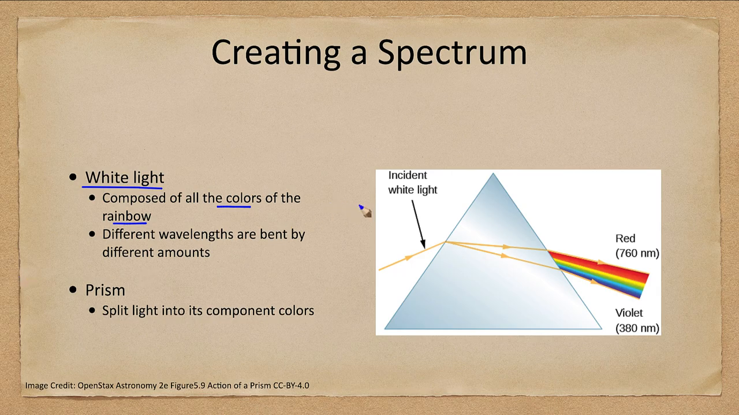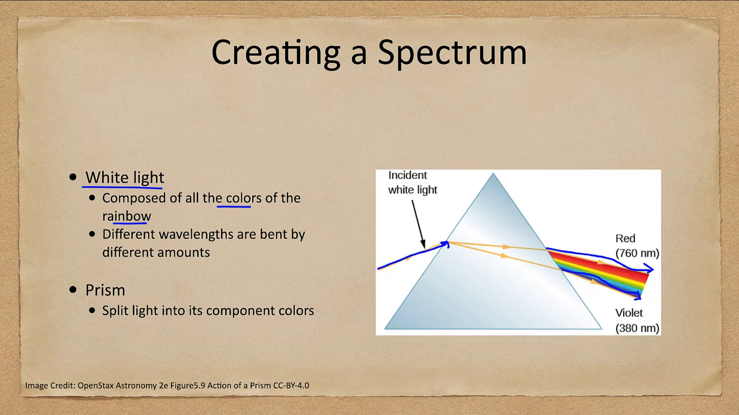Now, when we put that light through a prism, here is the white light coming in. When that strikes the prism, each time it crosses the edge of the prism, it gets bent. And different wavelengths get bent by different amounts. The violet light gets bent more, so it ends up down here. So when the light comes out, we have red on one side, violet on the other, and we will have a spectrum. So the prism is one way of putting light into its component colors. There are others that are used as well.